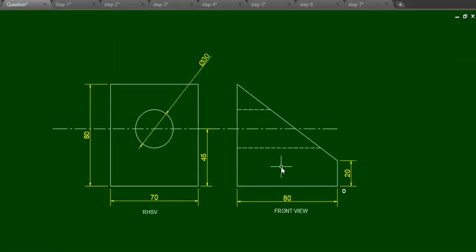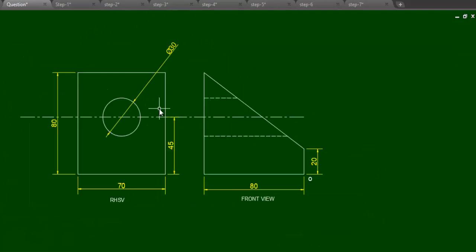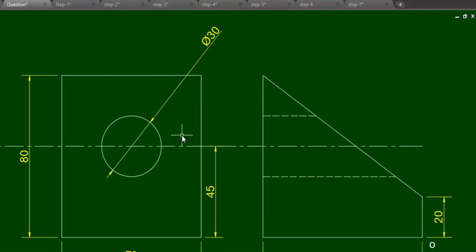Like how to make simple objects. Then you can refer to these videos. So two views are given. Origin is here. This direction will be the length and this is the width. All the dimensions are given for this question, and our task in this session will be to create this circle. As you can see, if we see from this direction, this circle is on the inclined plane.